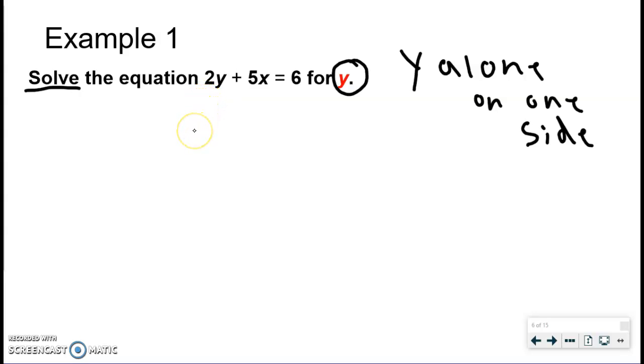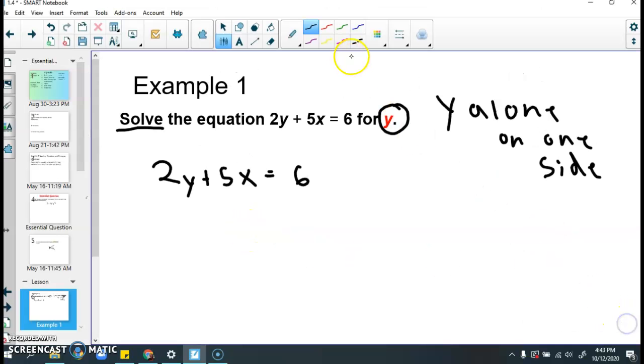So just like anytime we solve an equation, I'm going to start by rewriting it out: 2y plus 5x equals 6. The next thing I want to look at is what is happening to this y. So I think maybe grabbing a different color might be helpful. Let's grab red.